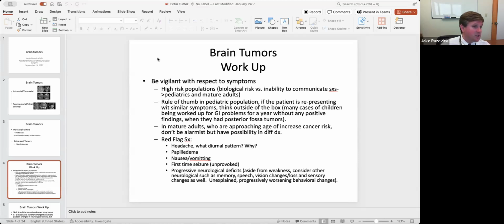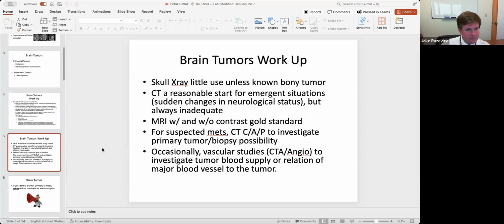When you're doing your physical exam, you can look for things like papilledema. Do the patients have nausea, especially when they're laying flat? Have they had a seizure? Do they have weakness in any extremities, so their arms, legs, any cranial neuropathies? A lot of these things you can detect on your physical exam, and then that can guide where you go imaging to find what's there.